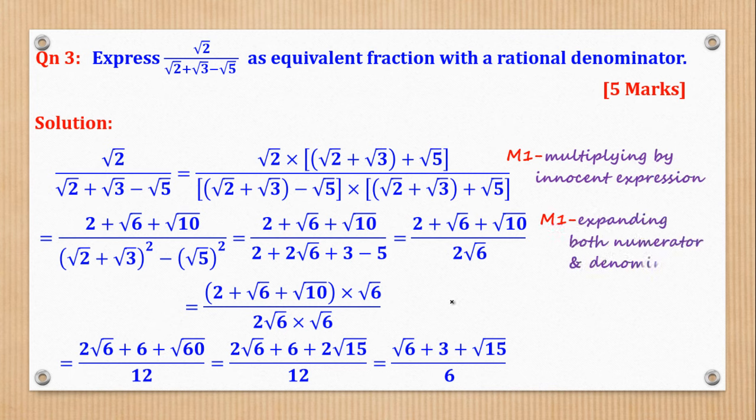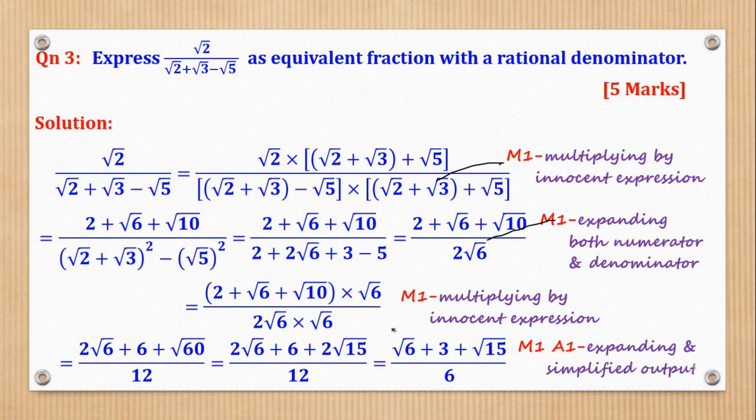So the first mark was to rationalize, then you expand both numerator and denominator, then also multiply by the conjugate expression, or what you call rationalize. Then this one was for expanding this, and simplifying to get an output.